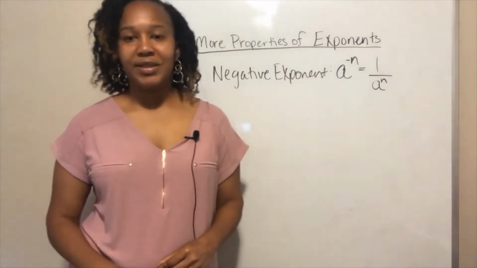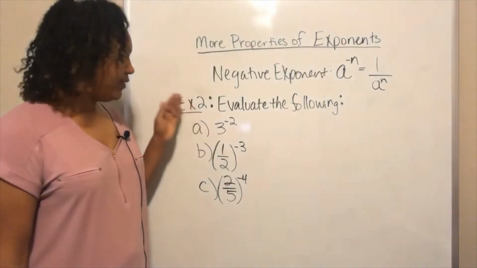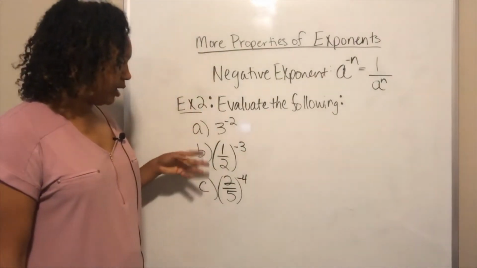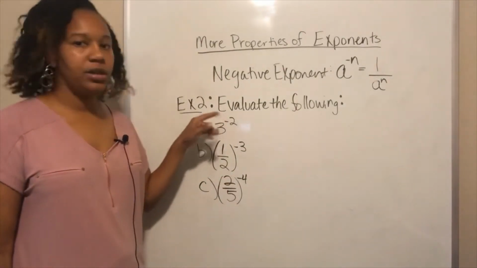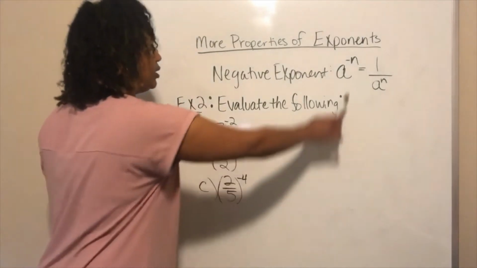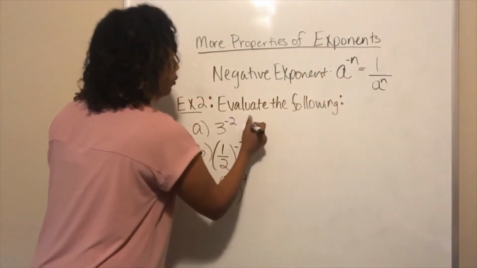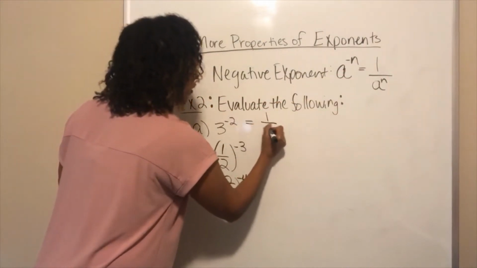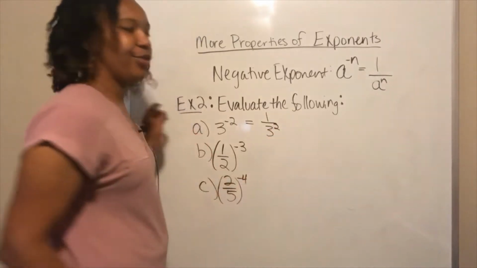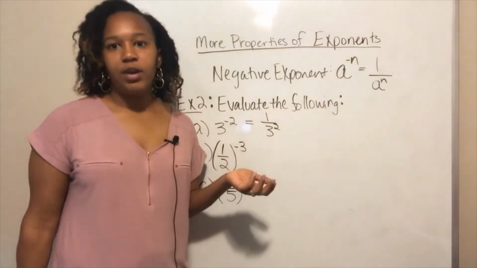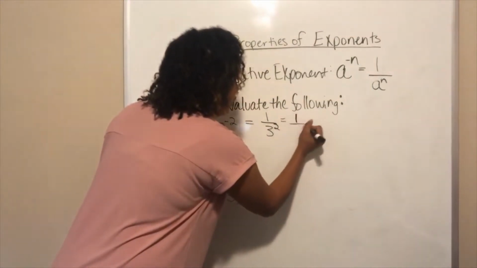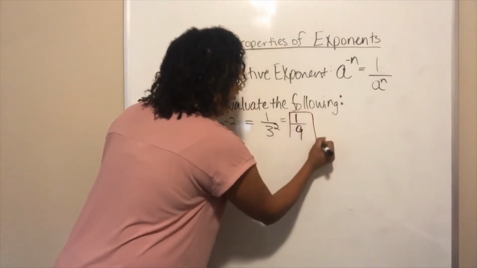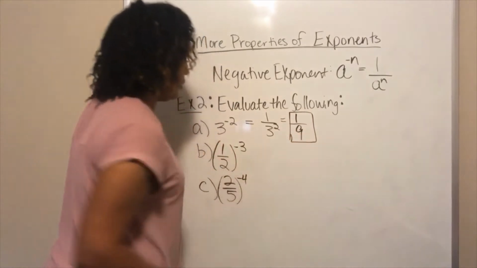Let's look at some examples. For example 2, we want to evaluate all of these exponential expressions, and they all involve negative exponents. So the first one is 3 to the negative 2. According to the rule, if it has a negative exponent, you make it a reciprocal, and then the power becomes positive. So that will become 1 over 3 squared, and then you would evaluate 3 squared. 3 squared is 9. So this will be 1 over 9. That would be your final answer for that one.